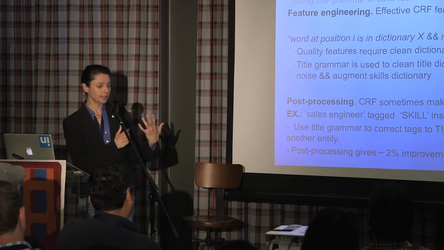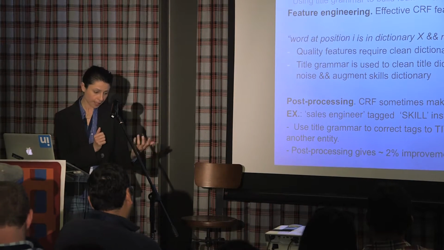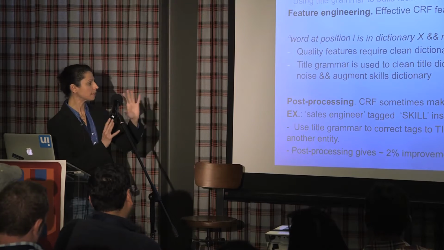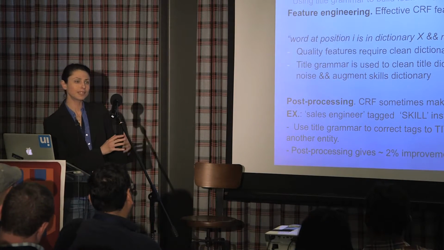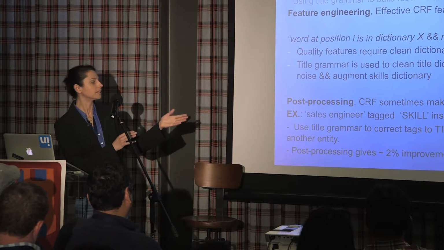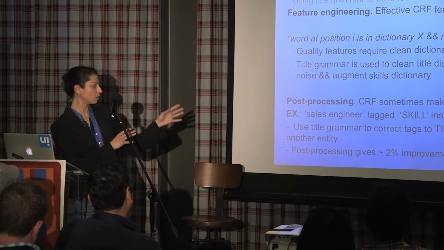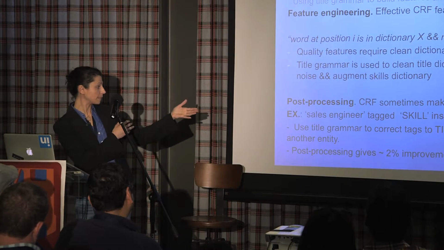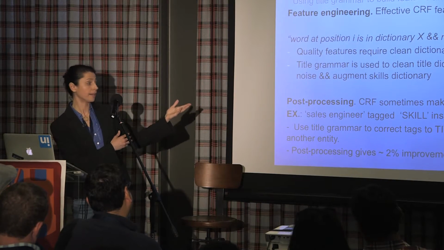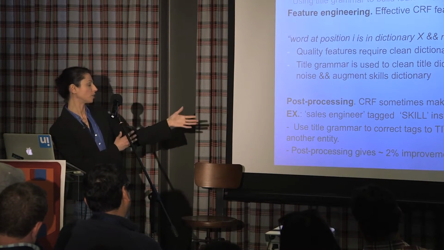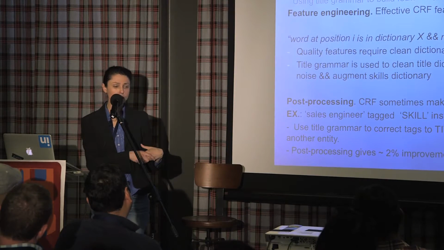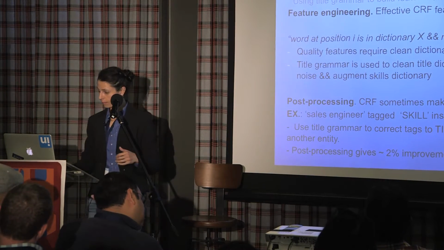And finally, you can use this grammar to post-process your results. So CRF is a probabilistic model, which is beautiful and very robust and has fantastic generalization, and we love it. But sometimes it makes really obvious errors that you shouldn't be making because you know they're wrong. And something like sales engineer, which is a two-word query, if it's tagged skill instead of title, is embarrassing. You shouldn't do that. You should fix it, and you can fix it because you have a title grammar that can correct something like sales engineer to a title if it is labeled as any other entity, because it knows that engineer is a core occupation and there is a pattern that fixes it beautifully to what it's supposed to be. And actually, post-processing turns out to give about 2% improvement on the overall F1 measure.